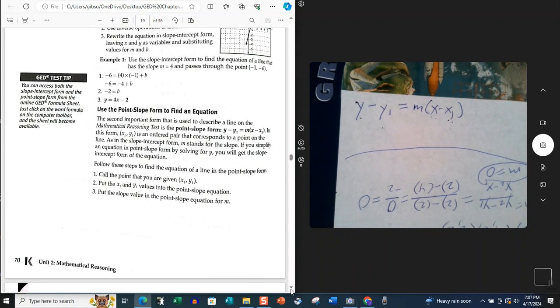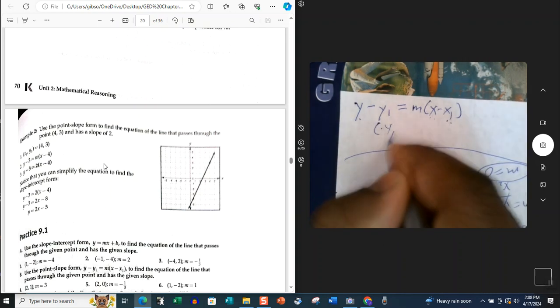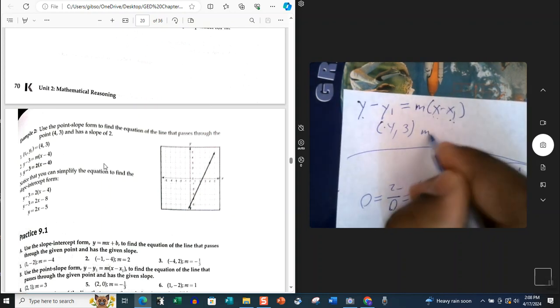Okay, so now it tells you to follow those steps, but let's go. Okay, we have example 2. It says use the point-slope form to find the equation of the line that passes through the point 4, 3 and has a slope of 2. So we had a point 4, 3 and a slope of 2.